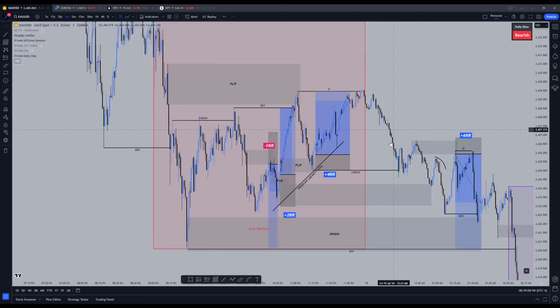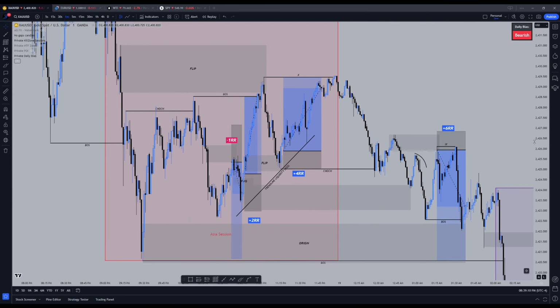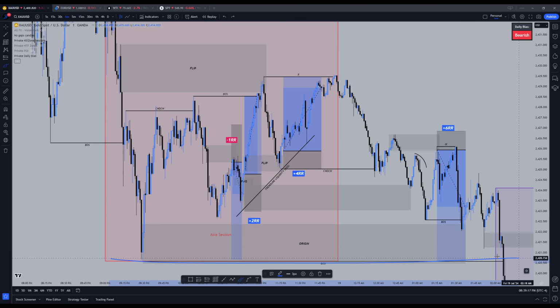So that's what happened here, changing character. Once that occurred, I was looking for ways to enter a short to continue this trend down, targeting this, because this low is now weak, or this low has been weak as an external low, and that was my draw on liquidity.